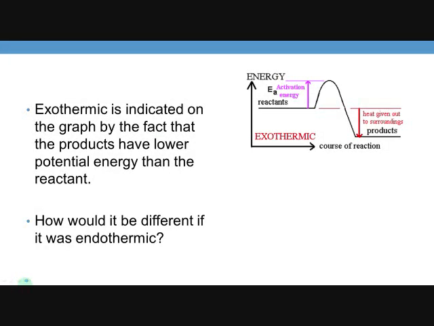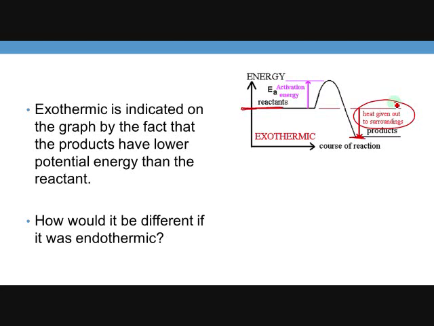Exothermic is indicated on this energy profile graph by the fact that the products have lower potential energy than the reactants. So if we look up here on this graph, the reactant's value of energy is so high, and then the products, when they're done, have sunken lower than the energy of the reactants. So remember, when it's exothermic, that means that heat has been given out to the surroundings. It's releasing the heat. So the products have less energy because energy has been released.